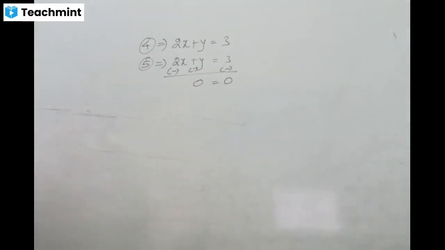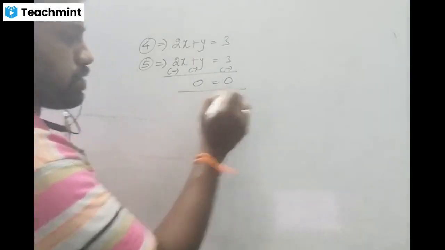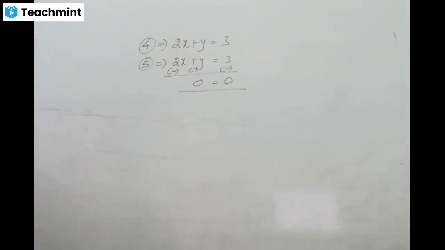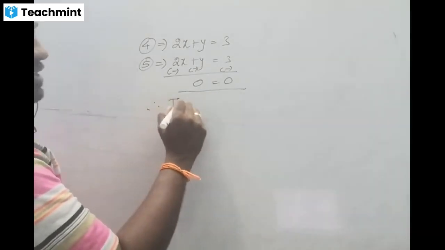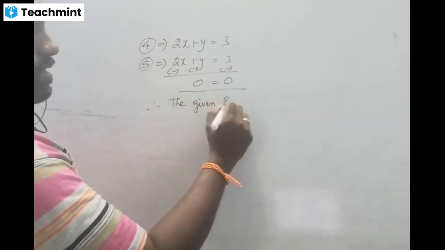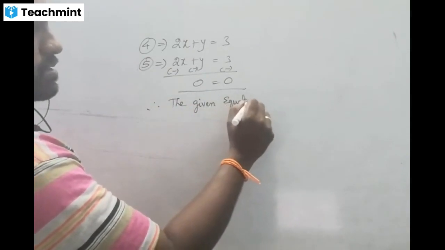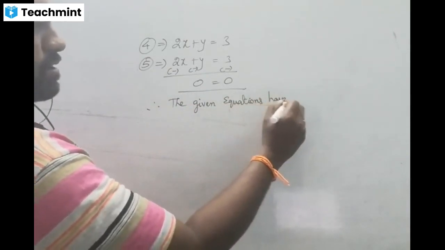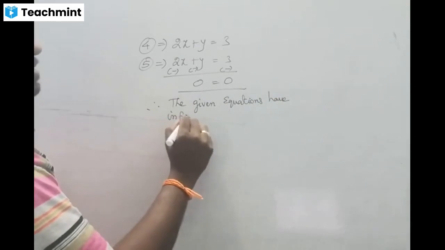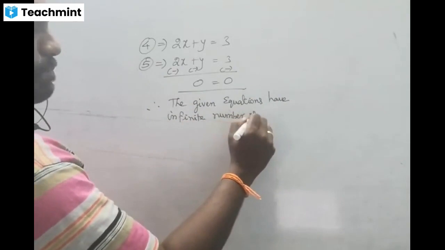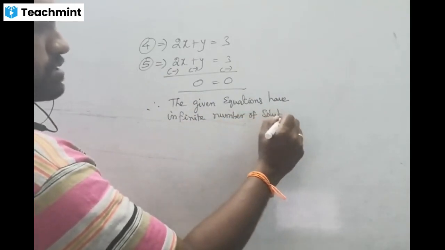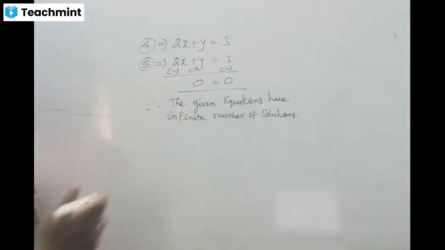Suppose we get this type of solution. Now listen carefully. If we get this type of solution, 0 equal to 0, then you have to write the statement. So what statement you have to write? The given equations have infinite number of solutions. The given equations have infinite number of solutions.